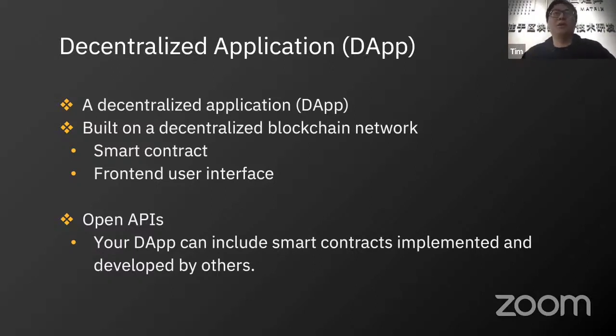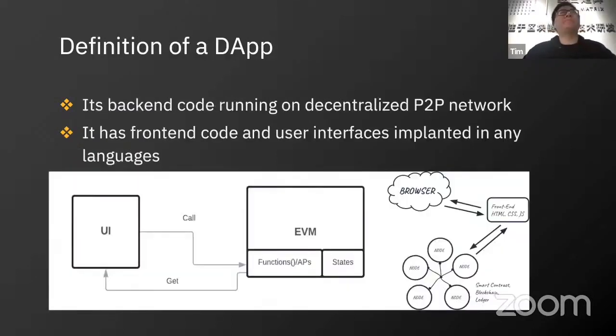We want to talk in more detail about decentralized apps. So how to build a decentralized app? It's built on a blockchain network, that's for sure. It has smart contracts as its business logic and data layer. But for people to access this application, we also need to use some other technology to build the front-end user interface. Also, all these APIs are quite open so that everyone on this network can access them.